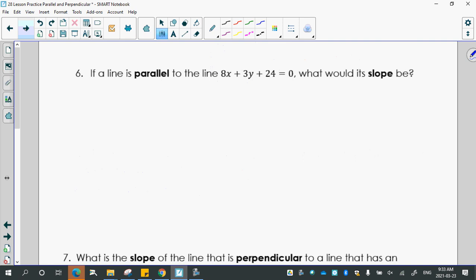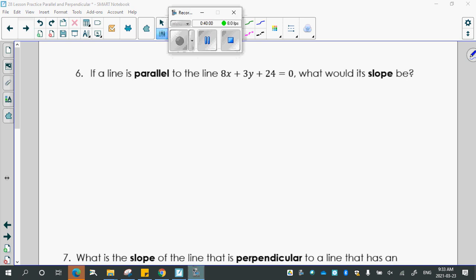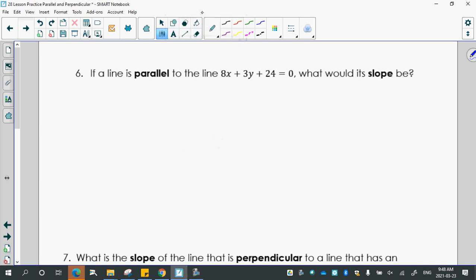Almost break. We got a minute. So you can start this one, but I'll just tell you when. So number 6. If a line is parallel to this one, what would its slope be? So you guys were starting this before the break.